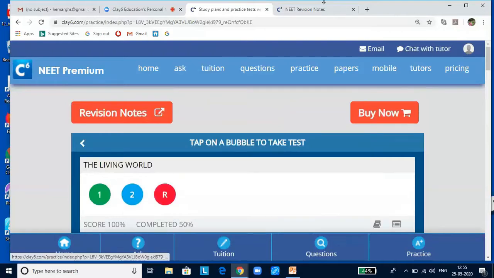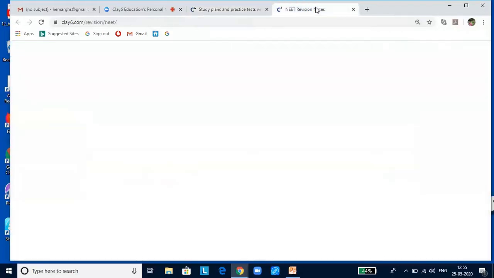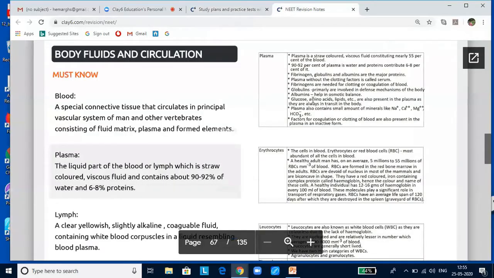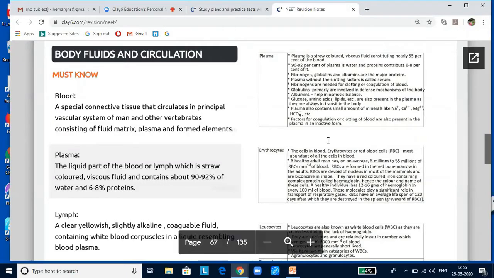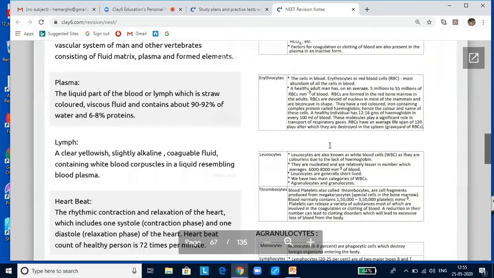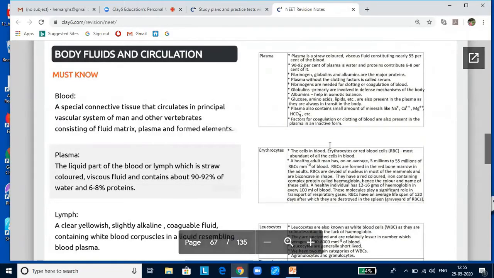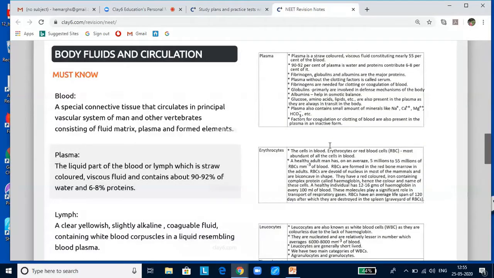If you go up and click on this bubble, you will get the NEET revision notes. These revision notes are done in such a way that they capture the essence of 11th and 12th. It is very easy, and it has just 135 pages, and it will really help you to revise very quickly so that you don't have to waste time. By looking at this, you can be easily preparing. I would always suggest that it's an asset for your studies.